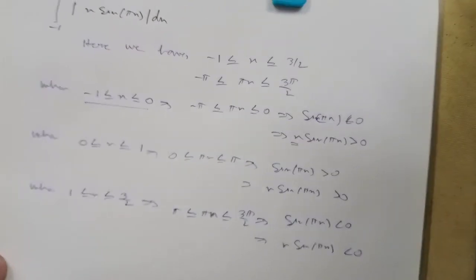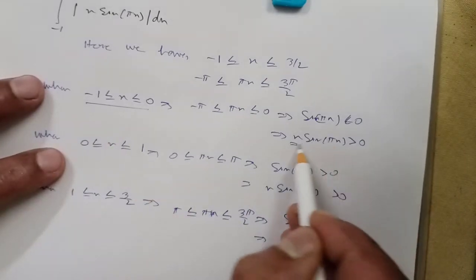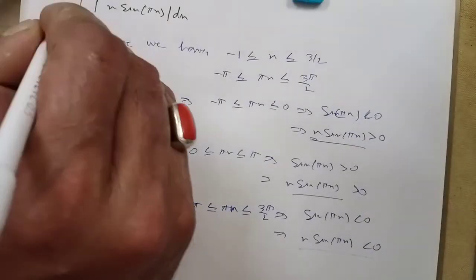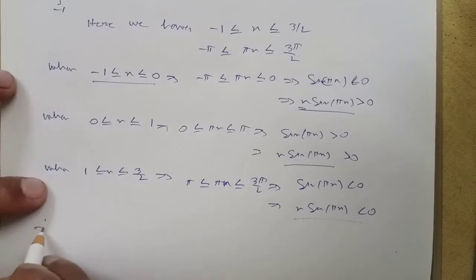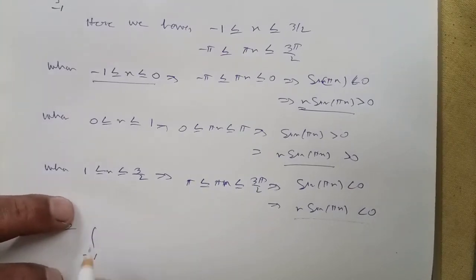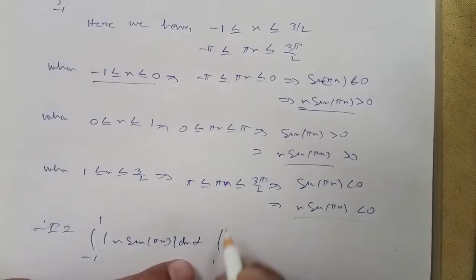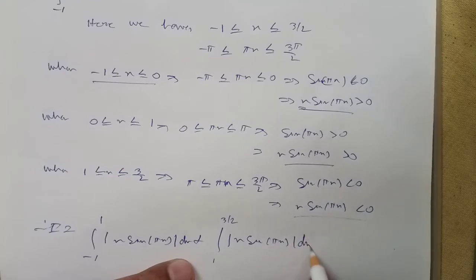So what do we ultimately find? We find when x belongs to -1 to 1, then x sin pi x is positive, but when x belongs to 1 to 3/2, then this is negative. So our integral, that is I, can be decomposed in this way. Therefore I equals integration from -1 to 1 of mod of x sin of pi x dx, plus integration from 1 to 3/2 of mod of x sin of pi x dx.